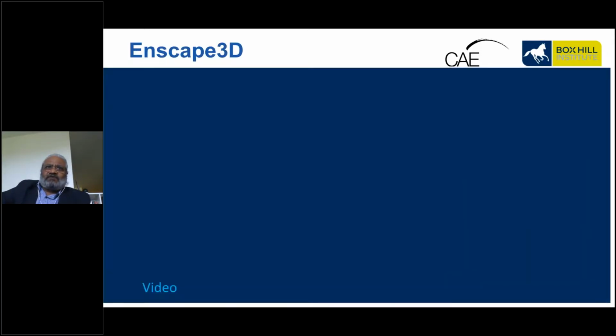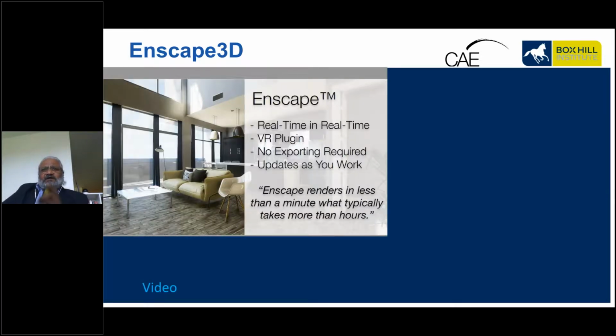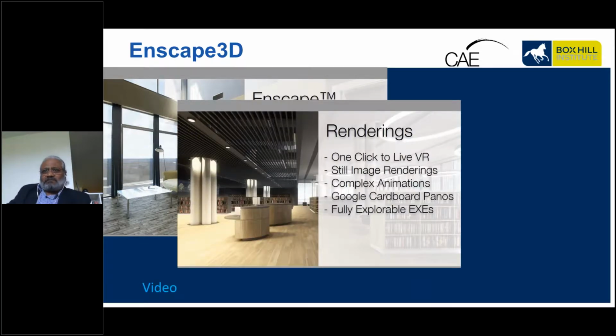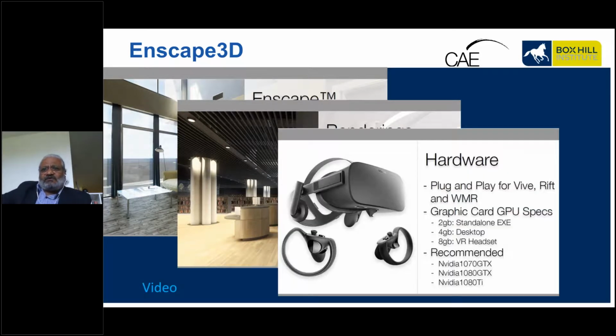The other partnership we have is Enscape 3D. Enscape 3D is a real-time VR plugin which works seamlessly with the Revit environment. You are able to render your Revit model in an advanced way, and you can do animations, and you can create virtual reality executable files from there. And of course, we will be providing you with the experience of the VR goggles, and you'll be able to use them and experience the virtual reality using Enscape 3D.